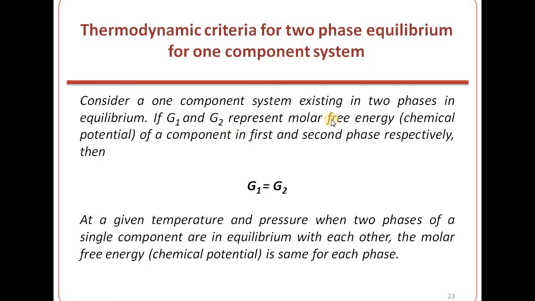So in terms of chemical potential, we have already discussed that the chemical potential of a component should be the same. Now, what is chemical potential? It is a molar free energy. So we can also say the molar free energy of a component will remain the same in all the phases when the system is in equilibrium.